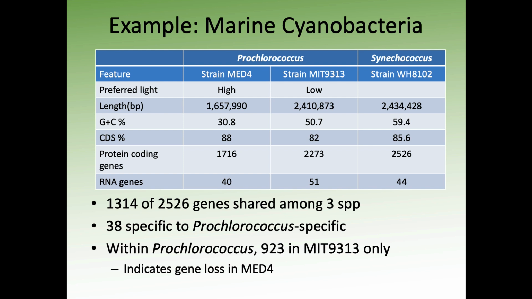As we examine the genomes for these organisms, we can see some of the differences and similarities between them. For instance, we can see that the more light-adapted genome for MED4 seems to be smaller, has fewer genes in it. We can see that there's a lot of genes that are shared between all three species, so about a little more than half of their genes. We can see genes that are specific to the Prochlorococcus genus.